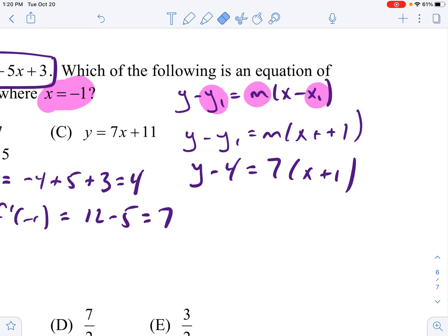And let's see what we get when we change forms. I'll distribute the 7.